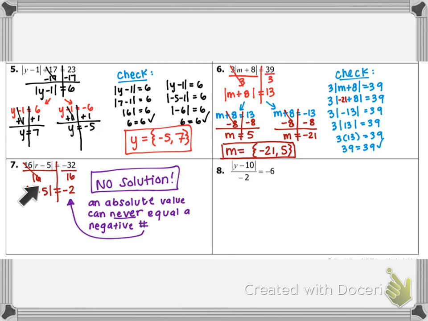There's nothing we can plug in here and then take the absolute value of it to make it a negative number. It always comes out positive. So this is not ever possible. It's no solution. All right, cool.